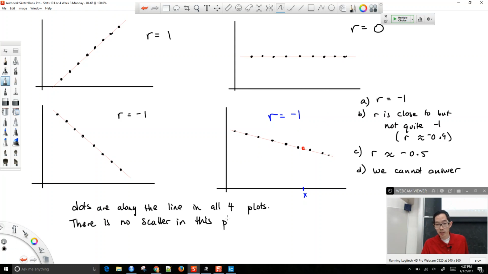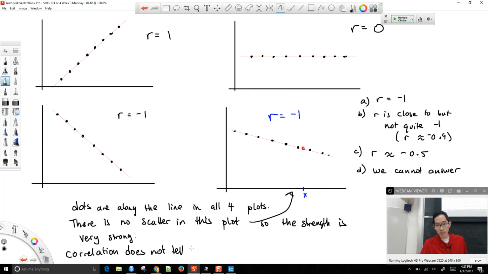So in this plot the strength is very strong, or actually perfectly strong. And this is an important thing: correlation says nothing about the slope. Correlation does not tell us about slope, only direction and strength.